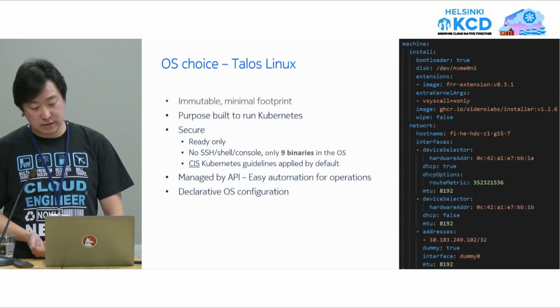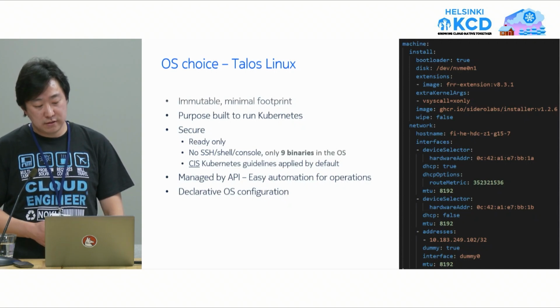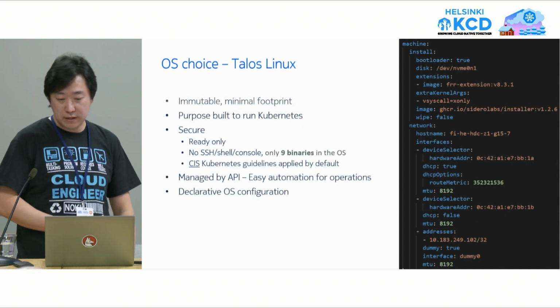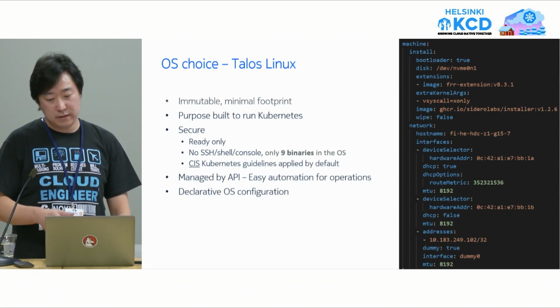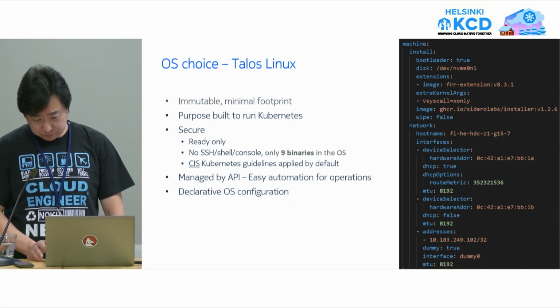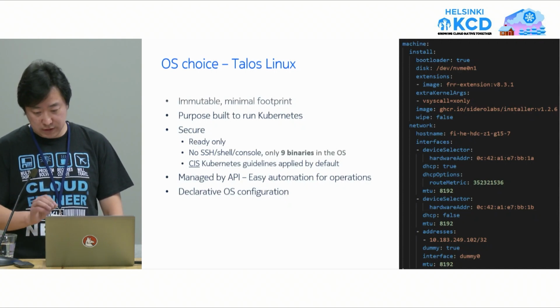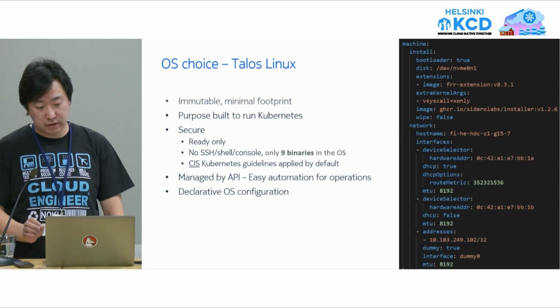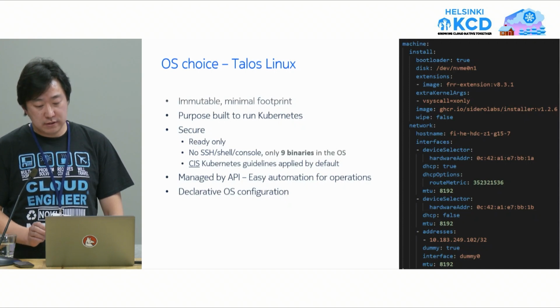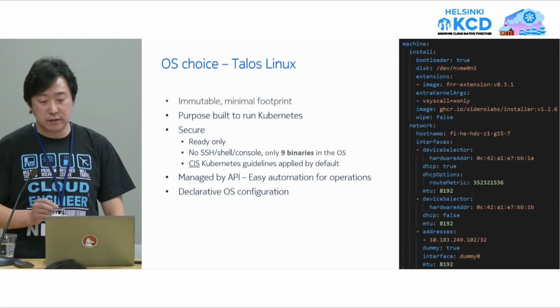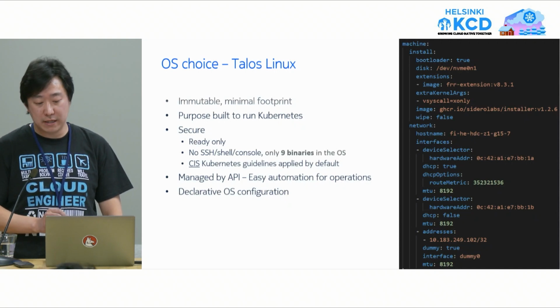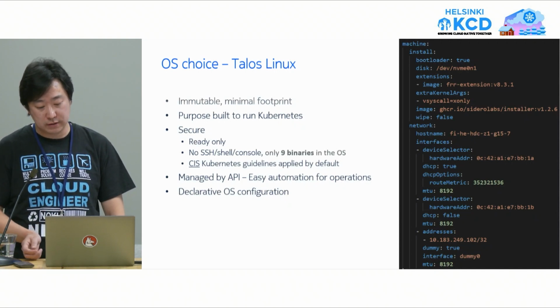That brings easy automation for operations, and it has declarative OS configuration, which is shown on the right as an example. In a YAML file, we can define the installation disk, installation image, network, and so on. So this is very easy for us to automate the installation and later the patching of the file and upgrades.